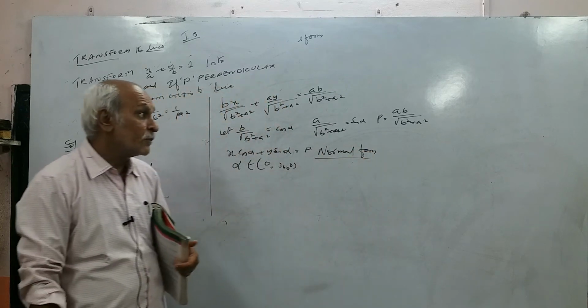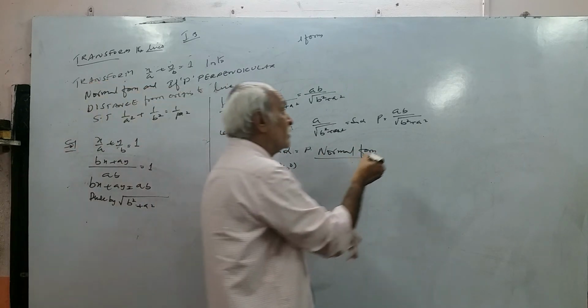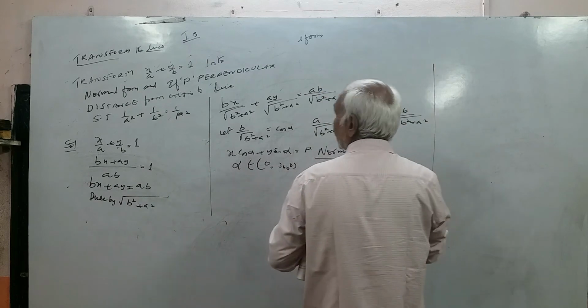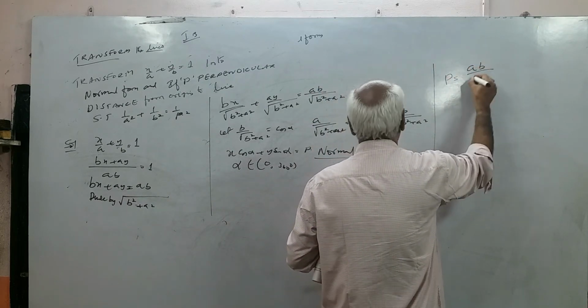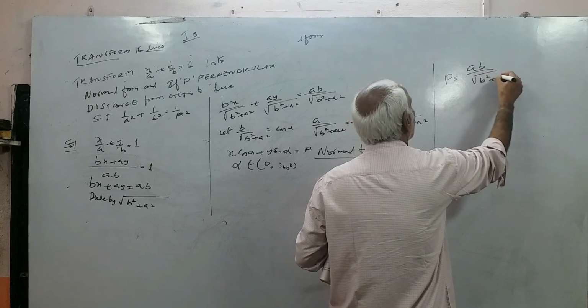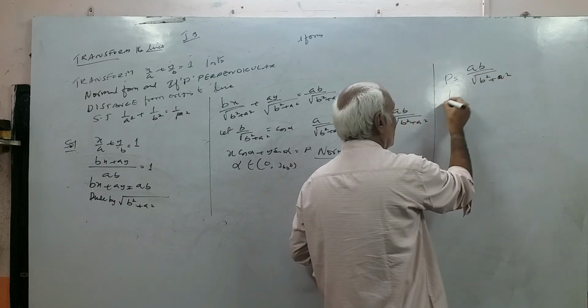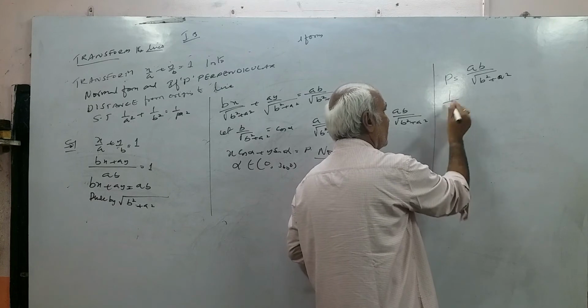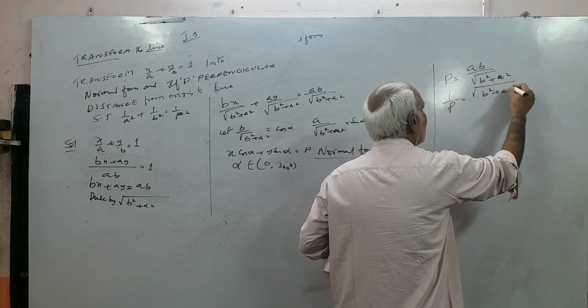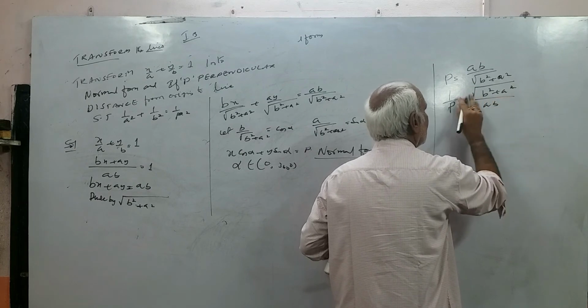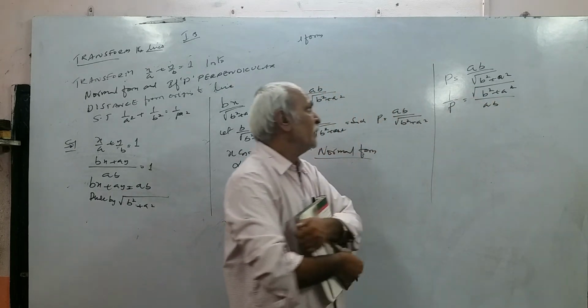Right? Now, we have completed the first part. Next part, what is that? We have to prove the second part, 1 by a square plus... Now, p is equal to what we got? ab by root of b square plus a square. Reciprocate. What I have done? I have written 1 by p is equal to root of b square plus a square by ab. P has become reciprocal.